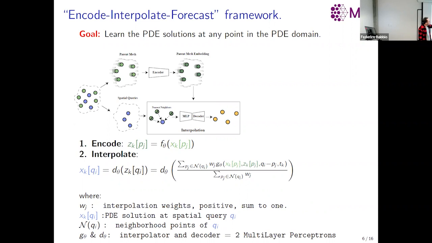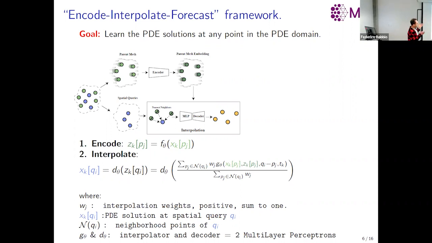Basically, for the new locations, we take the nearest neighbors and apply a neural network to predict the solution of the spatial queries at all the past frames. This G theta here is a fully connected neural network, also known as a multi-layer perceptron. We take as input both of these solutions in both spaces, the embedded one and the original one, the distance between the points, and the time, and you do a weighted sum. The weight is proportional to the distance of the nearest neighbor points, and you feed that to another neural network.